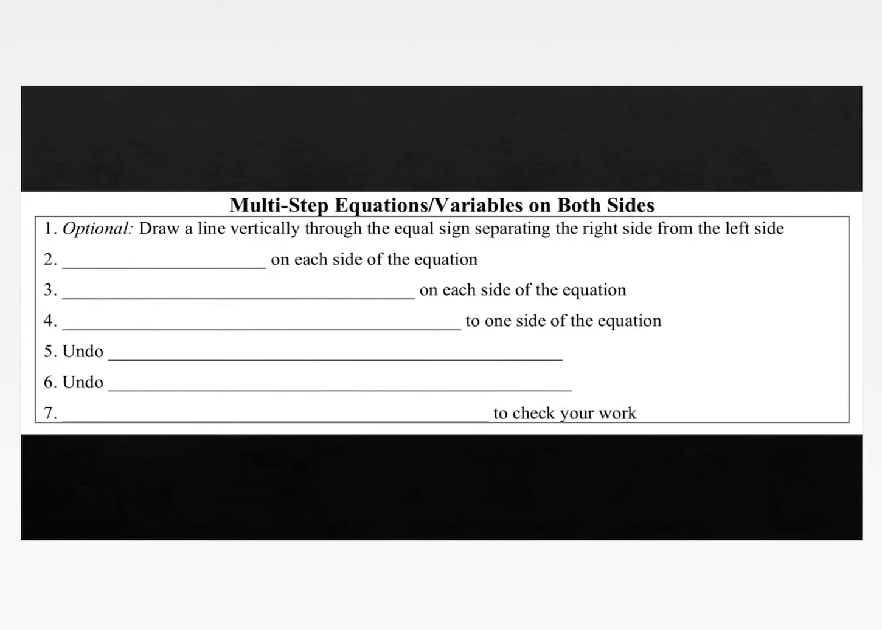when solving multi-step equations. First, I think it's optional, but also really important and can provide a really helpful visual tool: draw a line vertically through the equal sign to separate the right side from the left side. Once you have done that, then look to see if you need to distribute on each side of the equation. Not all problems will include the distributive property, but some might, and if you see it, I recommend doing that as the second step. Then what we'll look to do is to combine like terms on each side of the equation.